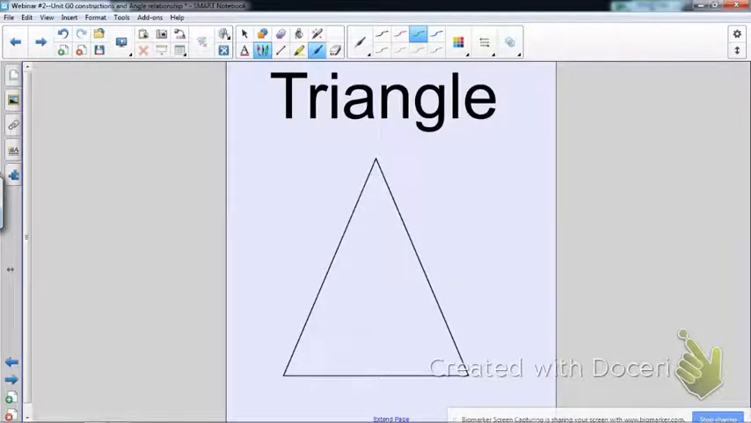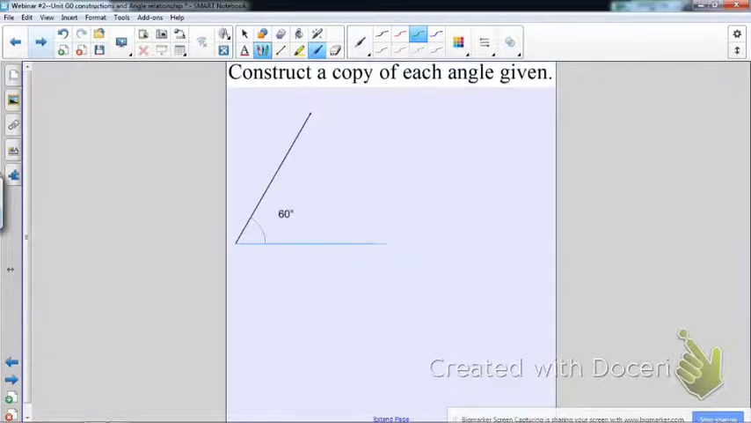Triangle, it's a polygon with 3 sides, remember that? We can still call it a polygon because it has sides to it. It's just 3 sides as opposed to the other ones.